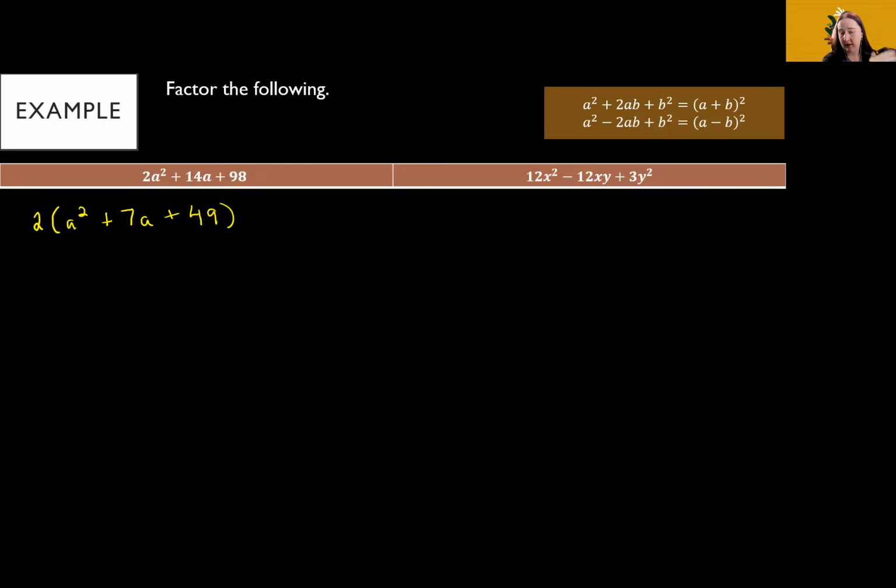So I see that I've got something squared at the beginning, a squared, and I've got something squared at the end, 49. So far, it's looking like this could be a perfect square trinomial. Then the next step is you check the middle. Can I divide that middle number by 2? Well, 7 doesn't divide by 2. So because the middle doesn't divide by 2, this is not a perfect square trinomial. But that does not mean it's not factorable. It just means we can't use that particular method.